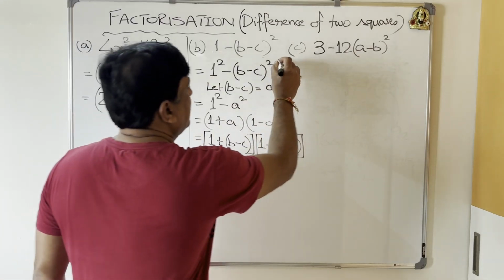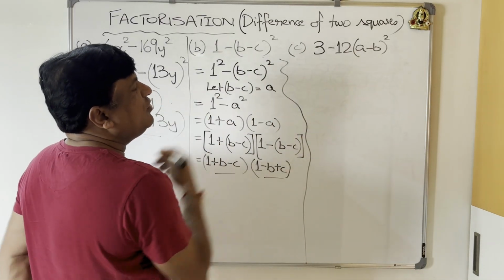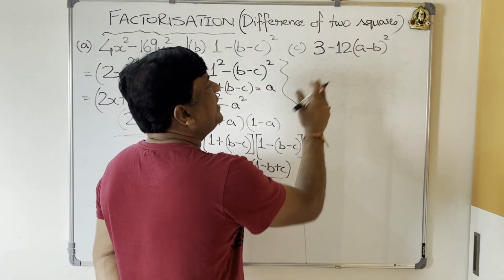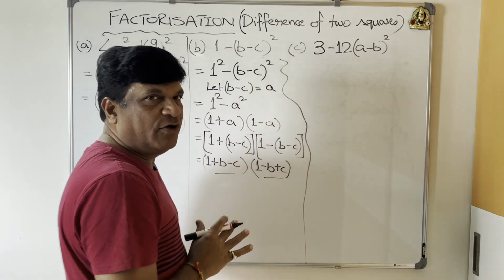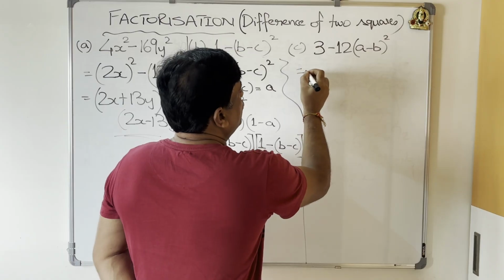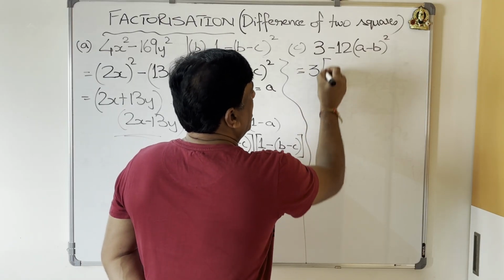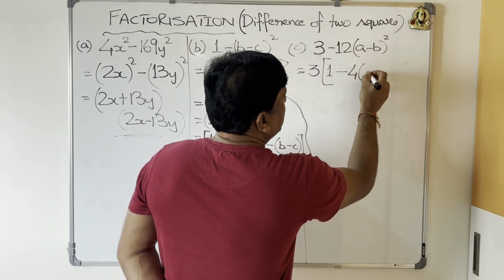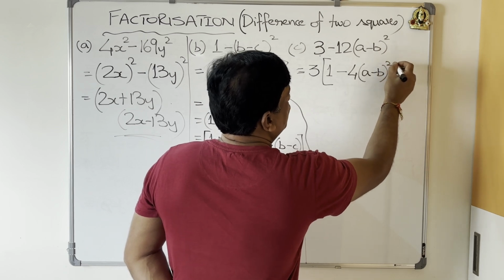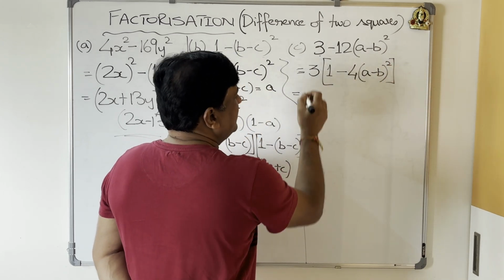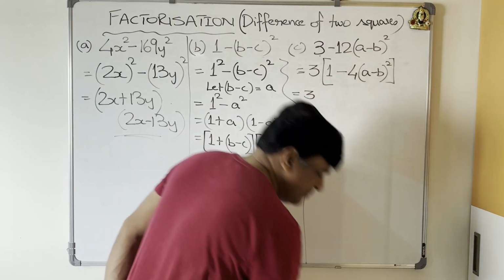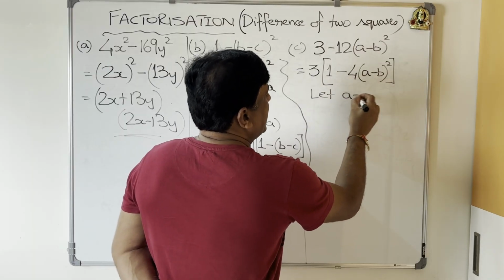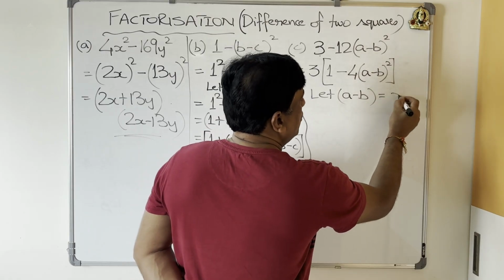Similarly, you have one more example. What do you have over here? 3 minus 12 times (a minus b) whole square. If you look at these two terms, I can take a 3 common out first of all to make my life much easier. So first thing, I'll take 3 common out. Here I'll be left with 1 and here I'll be left with 4 times (a minus b) whole square. Now this 3 remains like this. Again, for simplicity, let a minus b in bracket be equal to x.